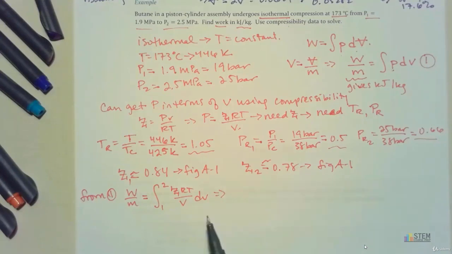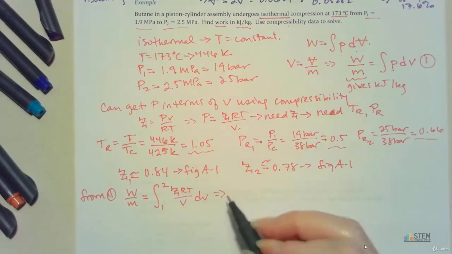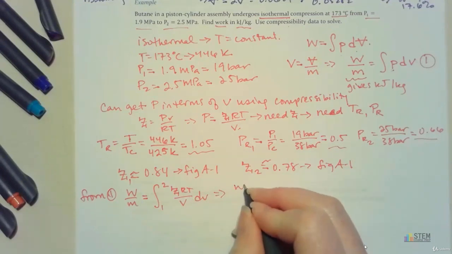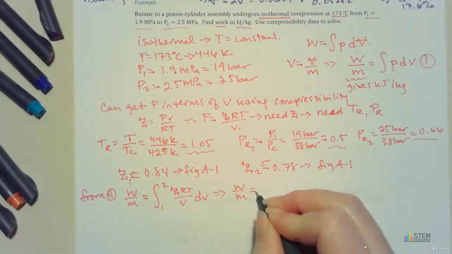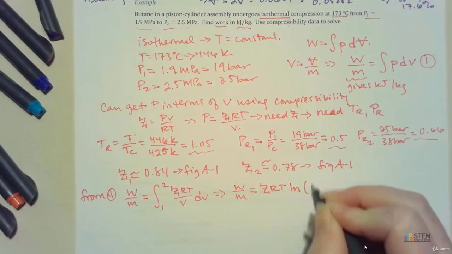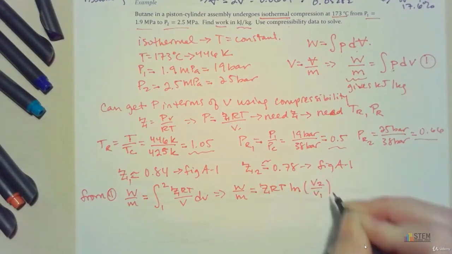And now when you integrate, let's look. Z is going to be a constant, R is a constant, and is temperature constant? Yes, it is, because we had an isothermal compression. So all of these get pulled out. So essentially your integral that you're doing is dV over V. So that's going to give us W over M equals ZRT times the natural log of V2 over V1.